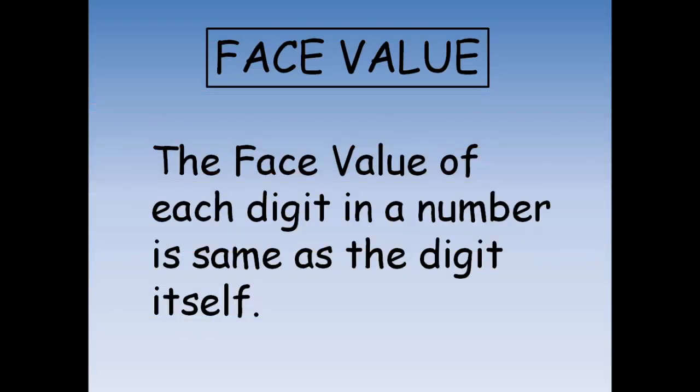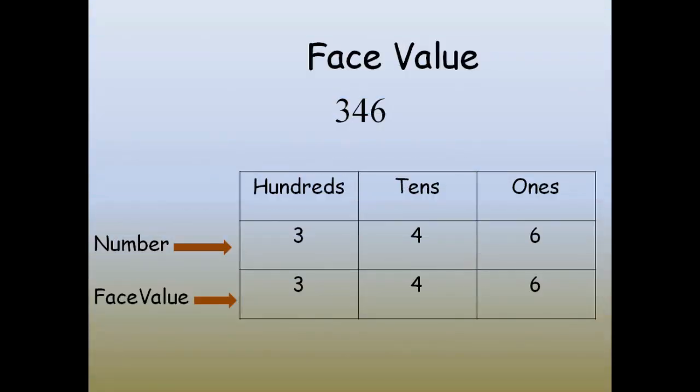Now we move to the next topic, face value. The face value of each digit in a number is same as the digit itself. Let us look at the number 346 again to understand this. As you know already that number 3 is placed in the hundreds column, number 4 in the tens column and number 6 in the ones column.